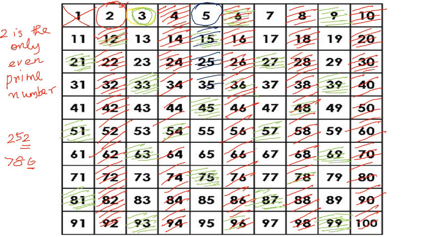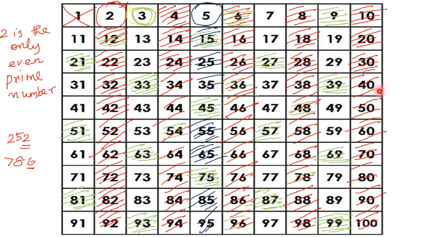5, 10, 15, 20, 25, 30, 35, 40, 45. You know the table. So all these numbers will come for 5. So 5's table we have marked very fast. Whatever comes under 5, that will come as 5's table, isn't it? So this whole thing is 5's table. 5, 15, 25, 35, 45, 55. All this is 5's table.